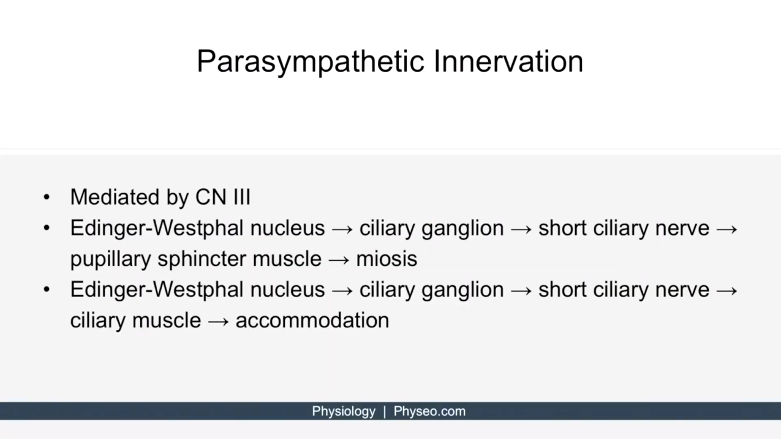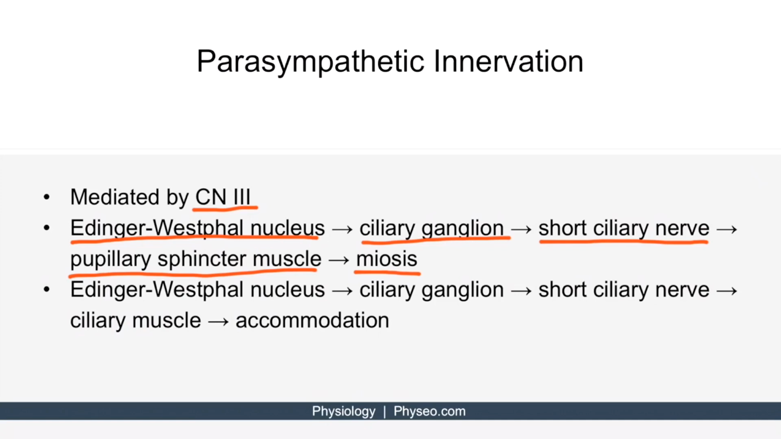Now let's talk about the parasympathetic innervation of the eye. Just remember that the parasympathetic innervation of the eye is mediated by cranial nerve 3, the oculomotor nerve. So innervation starts in the midbrain with the Edinger-Westphal nucleus, then the ciliary ganglion, and then the short ciliary nerve, which innervates the pupillary sphincter muscle. When activated, it constricts the pupil and causes miosis.